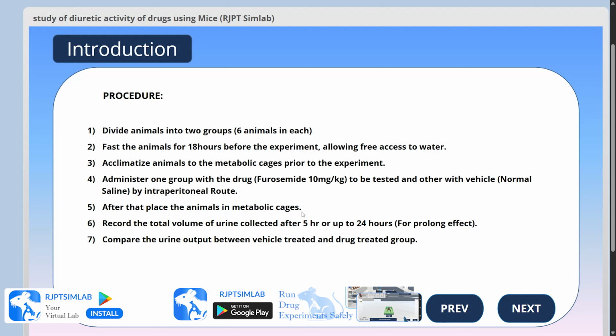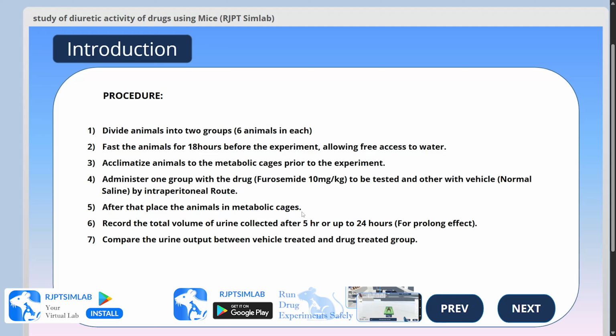for a few hours. Then administer one group with the drug furosemide at 10 milligram per kilogram to be tested, and the other with vehicle normal saline by intraperitoneal route. This statement says that we have to administer one group with the drug. As we know, we are using furosemide, so the drug group will be administered the furosemide drug, and the other group, the control group, will be administered normal saline. And we will inject it through the intraperitoneal route.